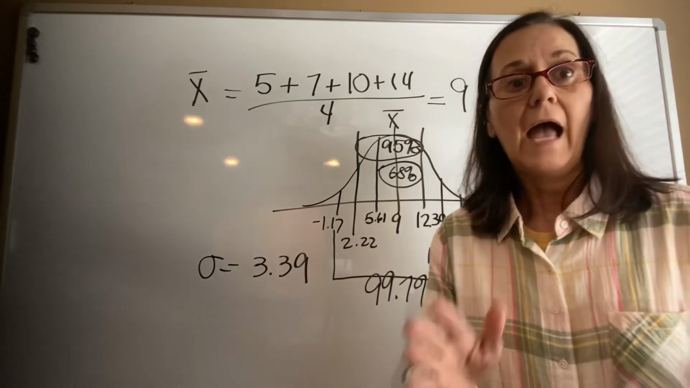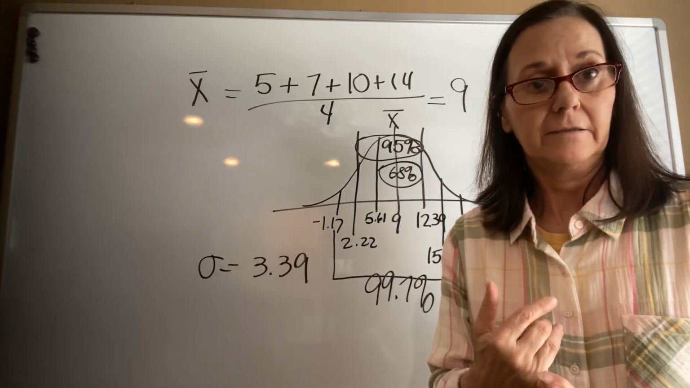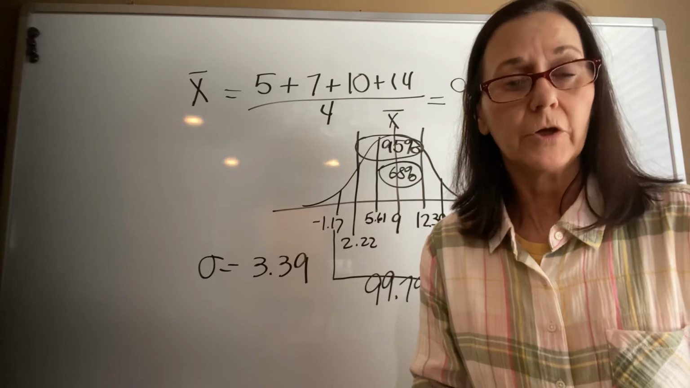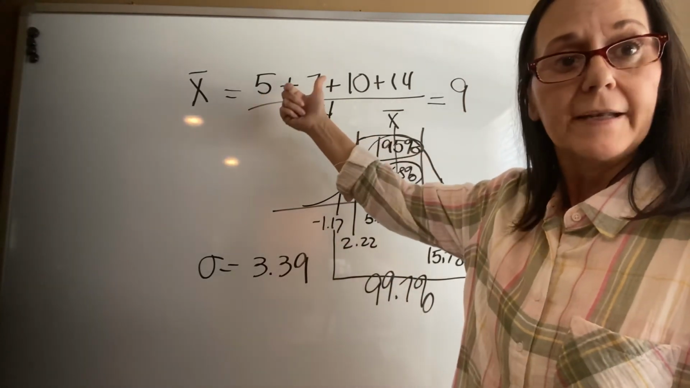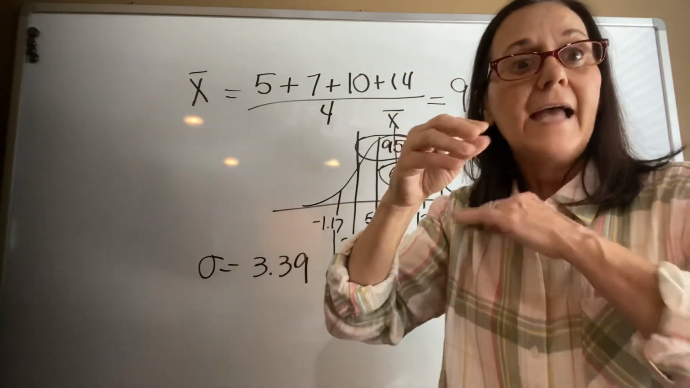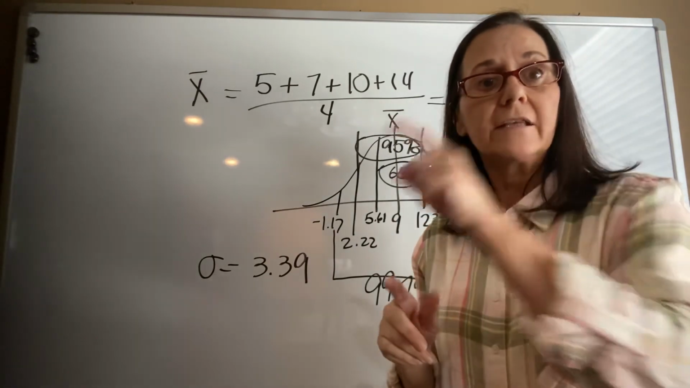All right, so how do you calculate standard deviation? First, you find the mean. And then you take each of these values minus the mean, and you square that and divide it by how many values you have. And then you take the square root of it.